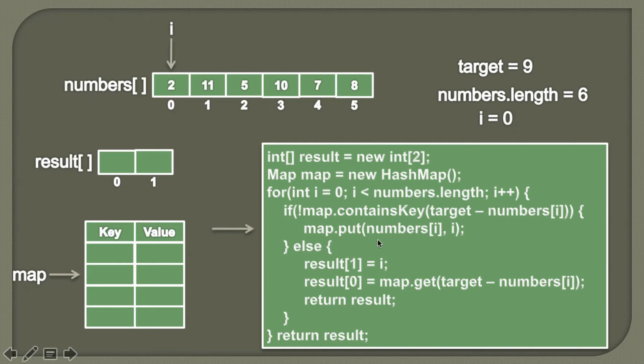Therefore what we'll do, we'll just put the number at ith position along with its index. So moving ahead, now I becomes 1, and if you see, the I points to the index at first position and also 1 is less than 6. Therefore this for loop will be executed.